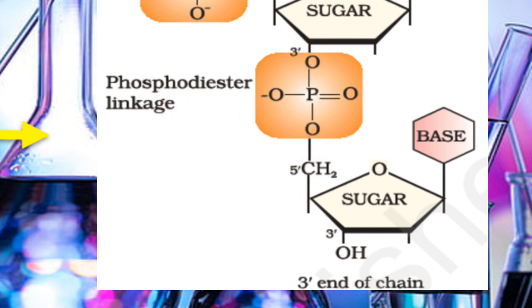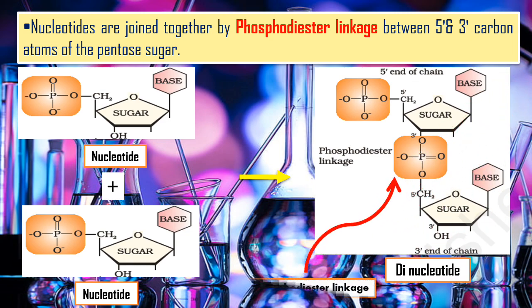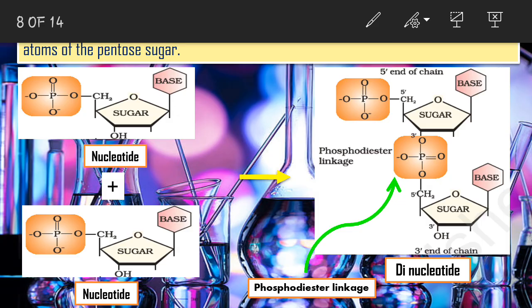That bond is called as what? That bond is called phosphodiester linkage. Okay, this linkage is called as what? Phosphodiester linkage. So a unit formed by the attachment of two nucleotides is called as what? It is called a dinucleotide. Okay, suppose to the dinucleotide one more nucleotide gets attached, trinucleotide. To that one more, tetranucleotide. Likewise, when many nucleotides are joined together by a phosphodiester linkage, we call it as what?